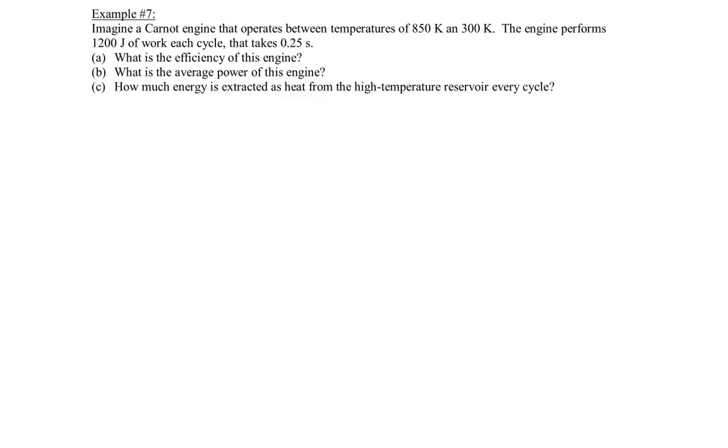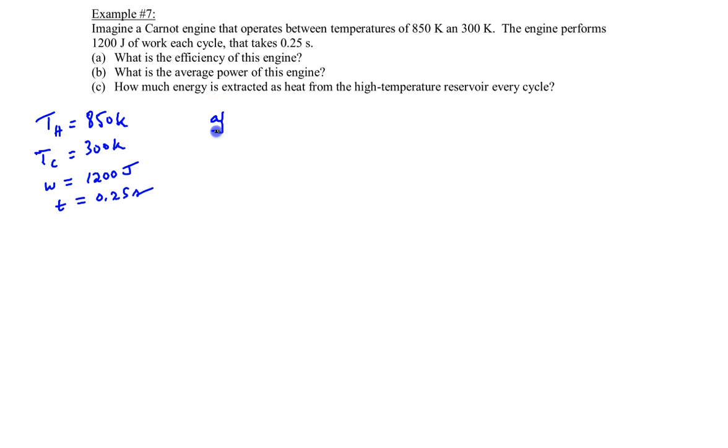Example 7. So imagine you have an engine that is operating like an ideal Carnot engine, and it's operating at temperatures of 850 Kelvin and 300 Kelvin. That means that the hot temperature of the reservoir is 850 Kelvin, and the cold reservoir has a temperature of 300 Kelvin. And the engine does 1200 joules of work, so W is 1200 joules, and it does this in a time of 0.25 seconds.